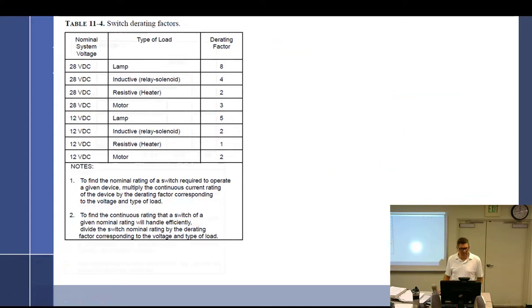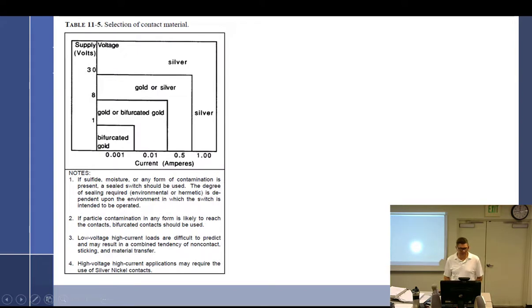All right, since I'm running out of time, I guess I better speed things up a little bit. Switch material. This table shows the acceptable switch material. Lower voltage, lower amp switches have more expensive material. So bifurcated gold. If you have a supply of 1 volt and very little amps, you get bifurcated gold. Bifurcated means cut. Then gold or silver, and then at 30 volts, 1 amp, you just buy the cheap stuff.